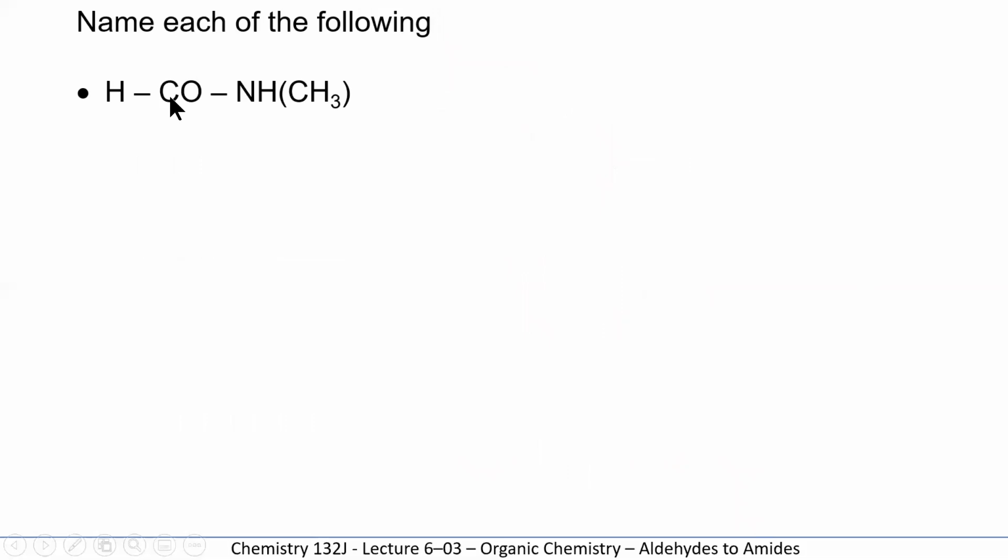So we're going to name this one. Here's a C double bond O, NH with a methyl group attached to the nitrogen. So it's N-methyl, and it's only 1 carbon, so it's a methanamide. Now, how do we know this is a double bond O here?